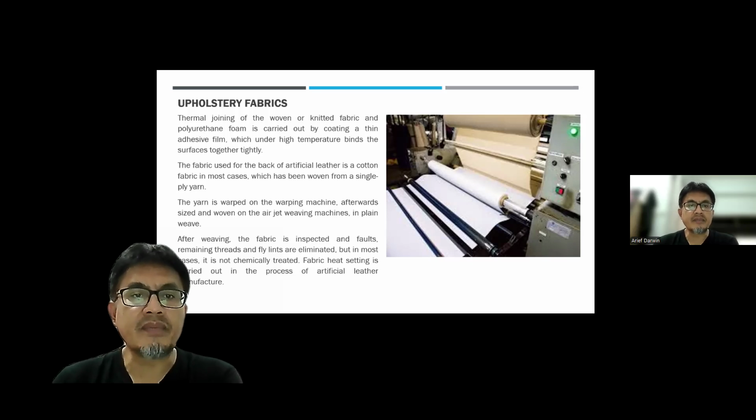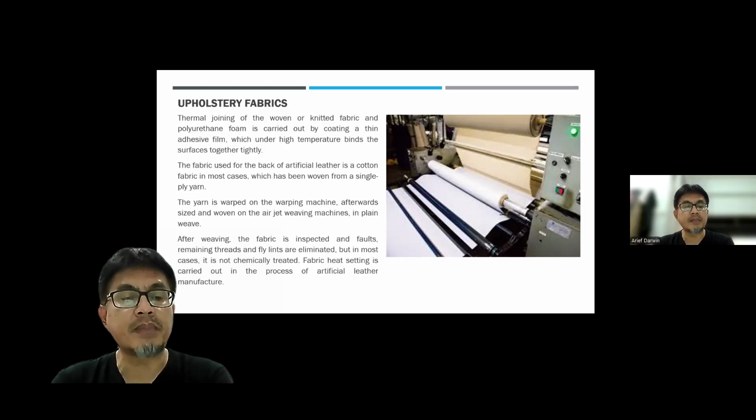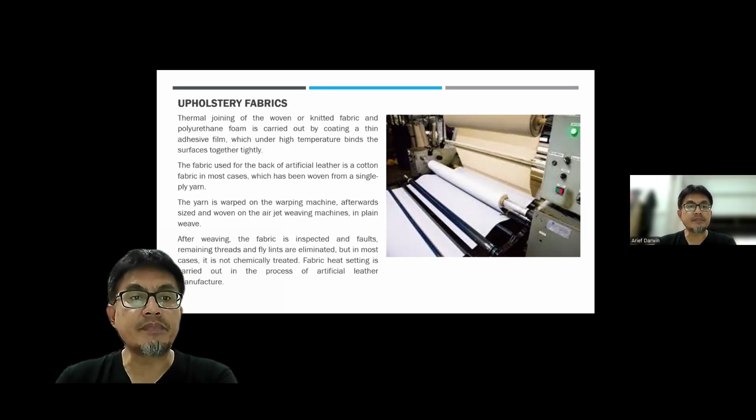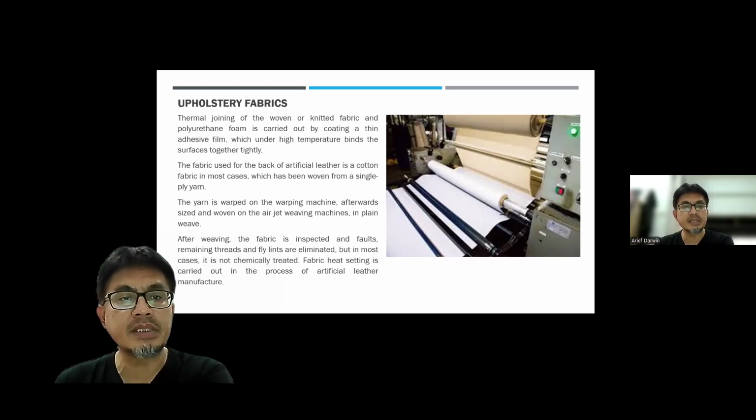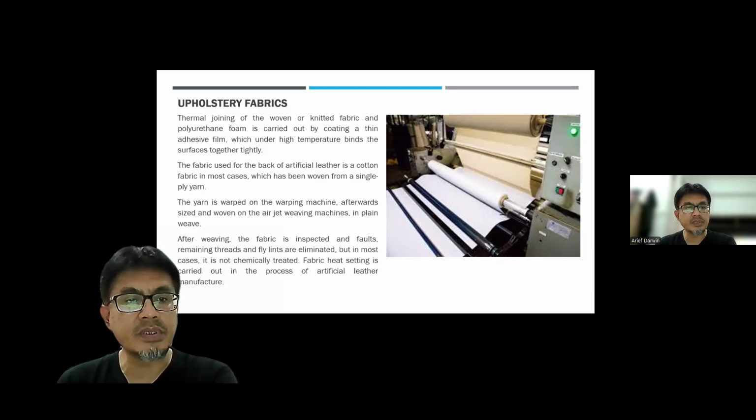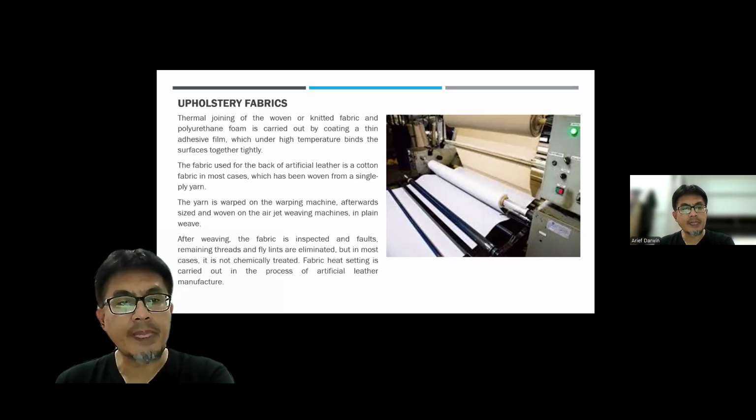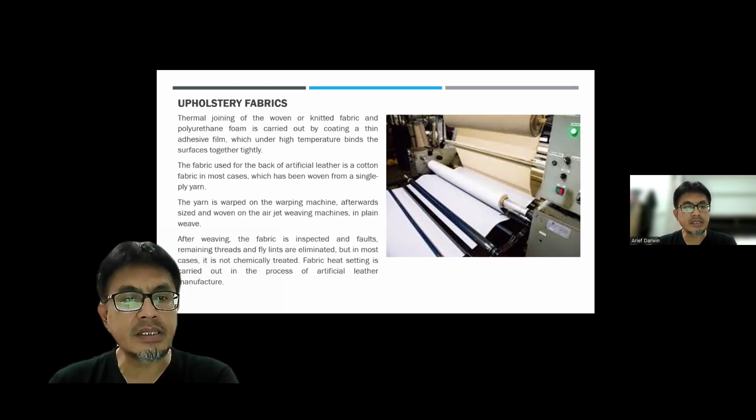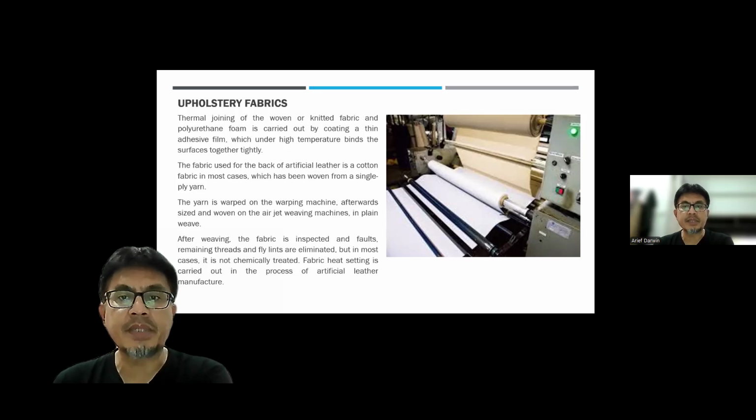The fabric used for the back of artificial leather is, in most cases, a cotton fabric woven from a single ply yarn. The yarn is warped on the warping machine, afterwards sized and woven on air-jet weaving machines in plain weave. After the weaving, the fabric is inspected and false remaining threads and fly lines are eliminated. But in most cases, it is not chemically treated. Fabric heat setting is carried out in this process of artificial leather manufacture.